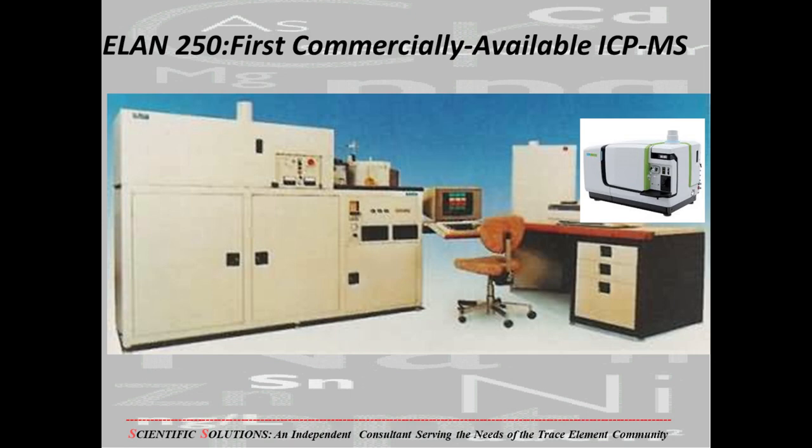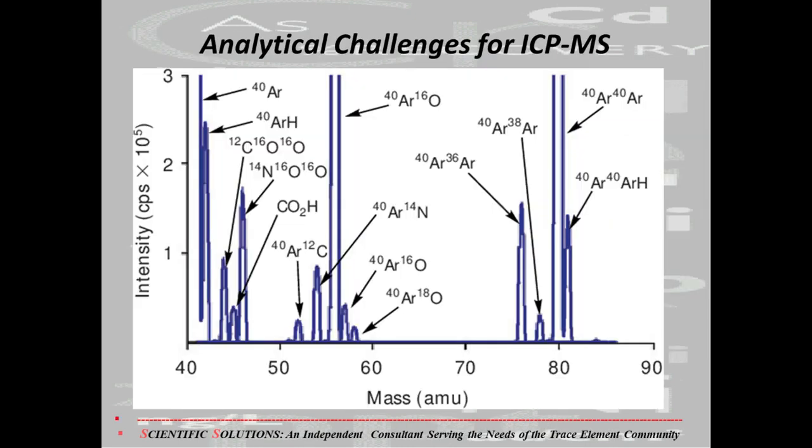What isn't obvious from this photograph is that the RF generator of the Elan 250 is 6 feet tall and is standing on the floor behind the table.